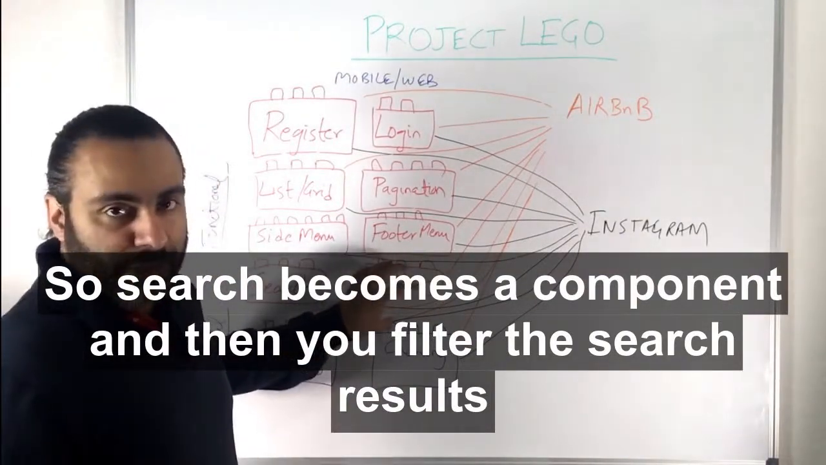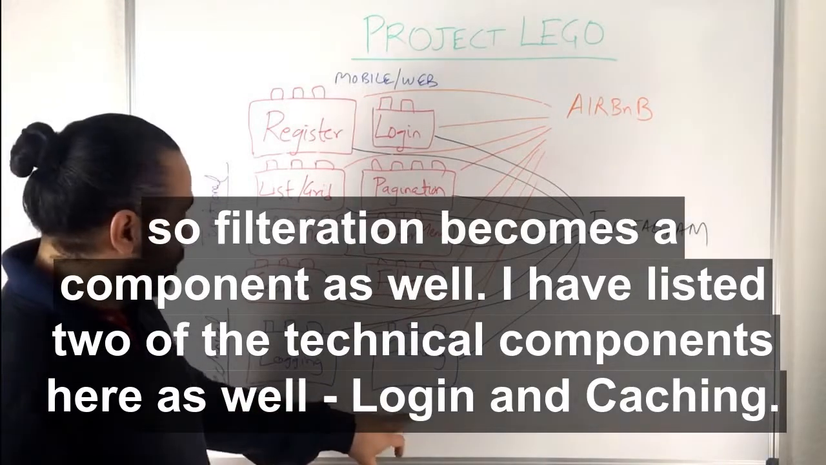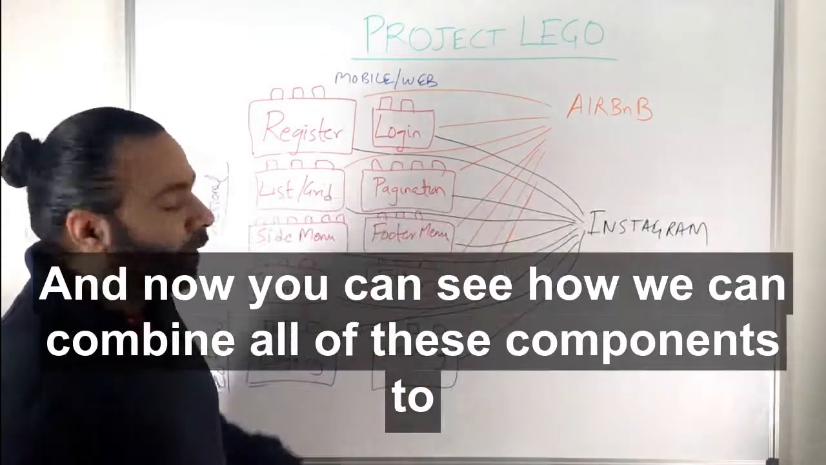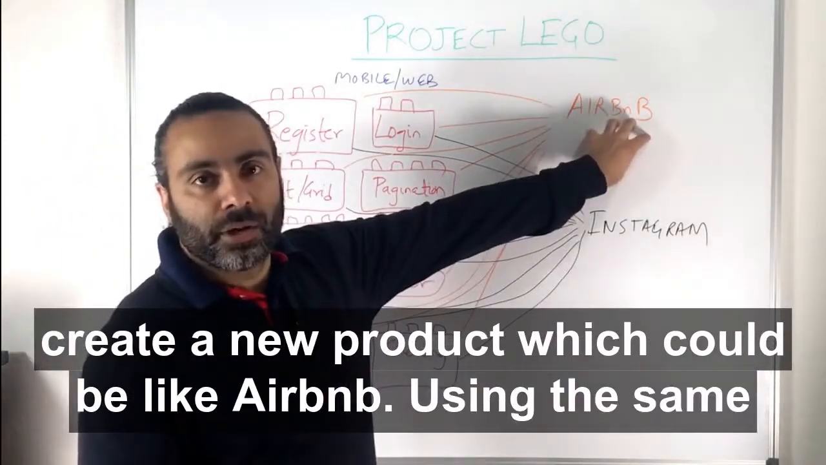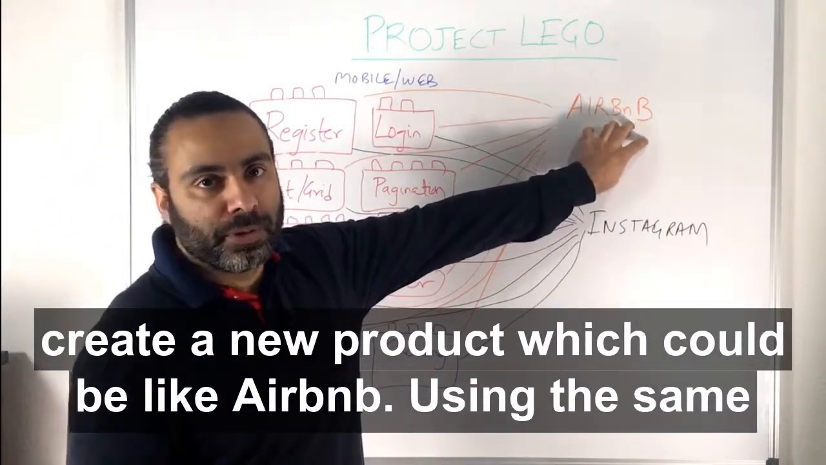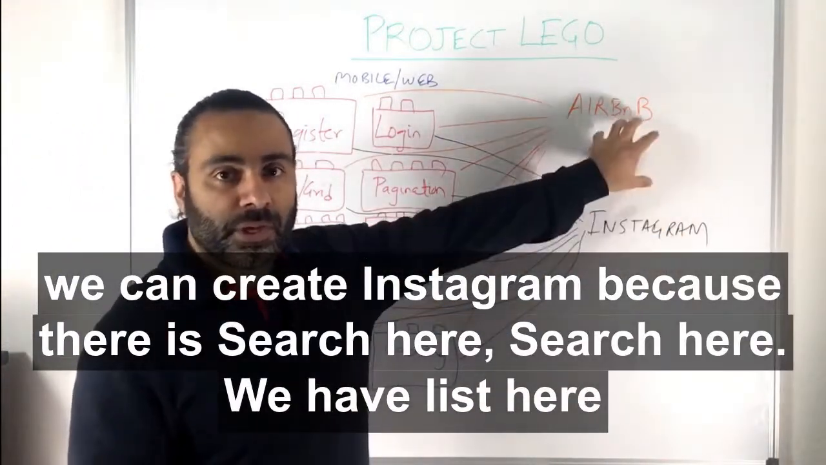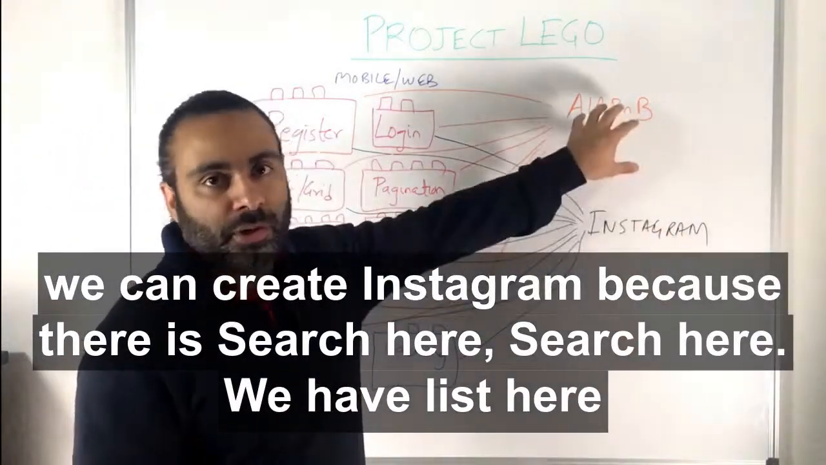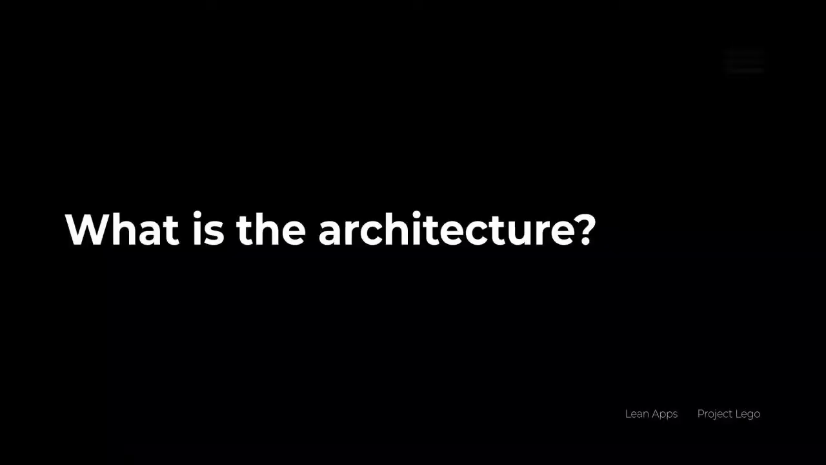And then you filter the search results, so filtration becomes a component as well. I've listed two of the technical components here as well, logging and caching. And now you can see how we can combine all of these components to create a new product, which could be like Airbnb. Using the same components, we can create Instagram, because there's search here, we have list here, and all these reusable components are there.